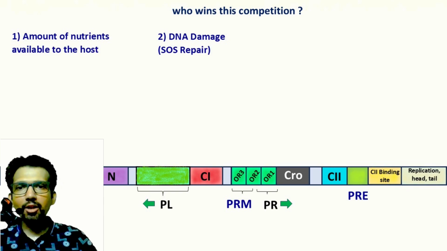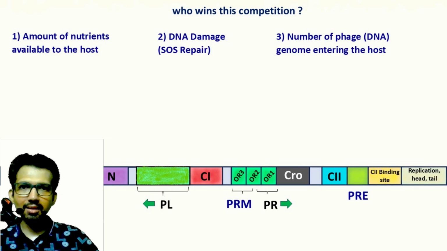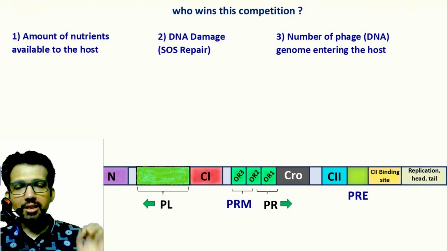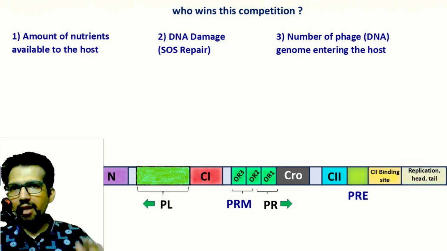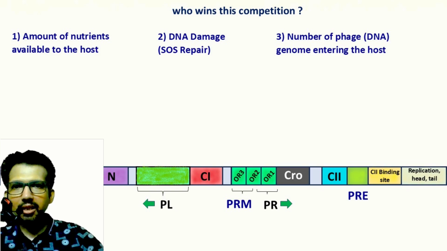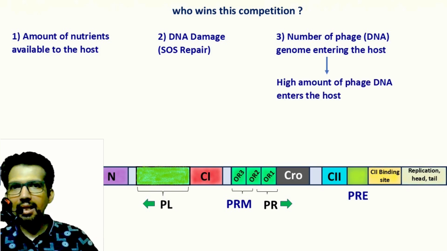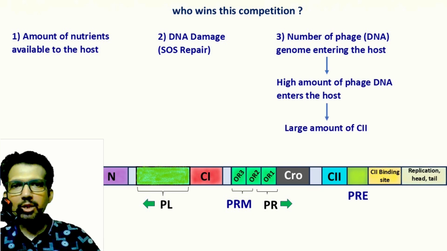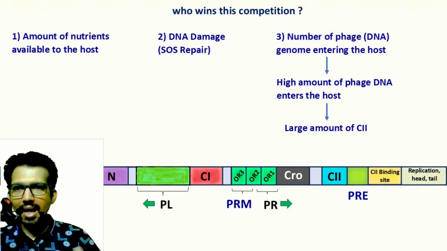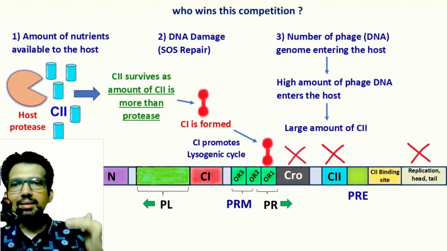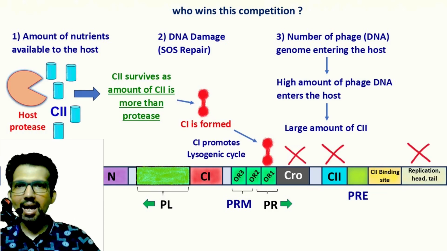Okay, now let's see the third factor that governs the competition between CRO and CI. And this factor is the number of phage genomes entering the host cell. If the number of phage genomes entering the host cell is more, then a greater amount of C2 is produced. As C2 is more, CI will survive and it will promote the lysogenic cycle.